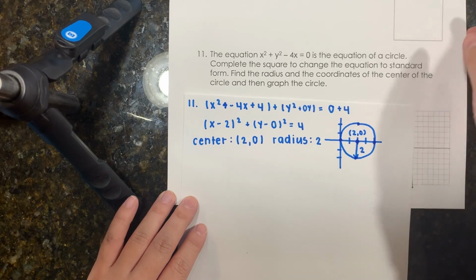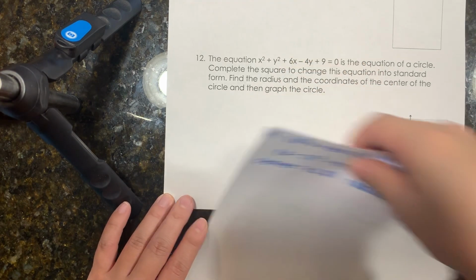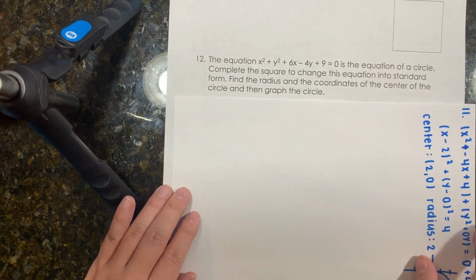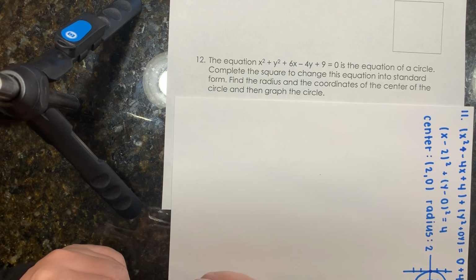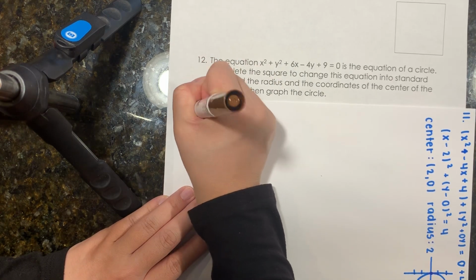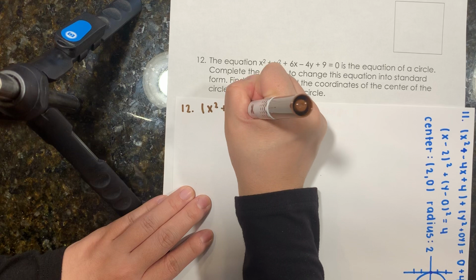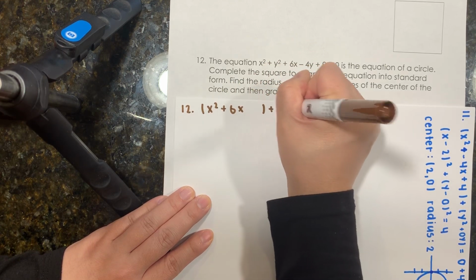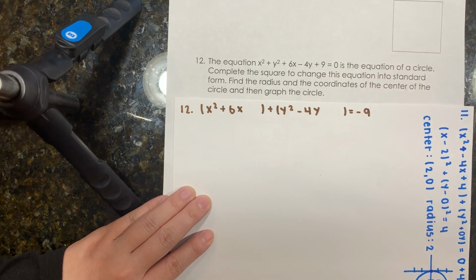Now, if you didn't know how to do number 11, I want you to pause this video and attempt number 12 because it's very similar. So for number 12, I have the equation x squared plus y squared plus 6x minus 4y plus 9 equals 0 is the equation of a circle. Complete the square to change this equation into standard form. Find the radius and the coordinates of the center of the circle, then graph the circle. So for number 12, the first thing that I'm going to do is put all the x's in parentheses. So I have x squared plus 6x, leave a space, plus y squared minus 4y equals -9, because I have to move the 9 to the other side.